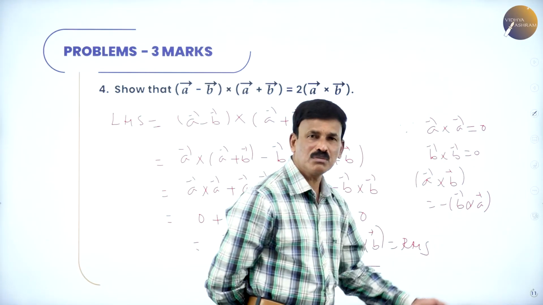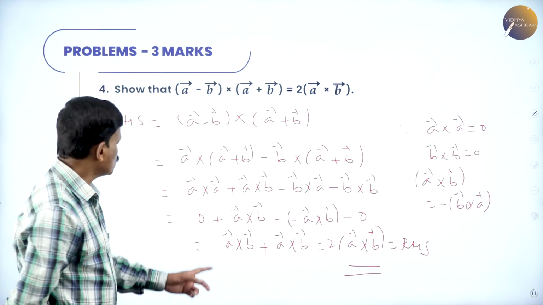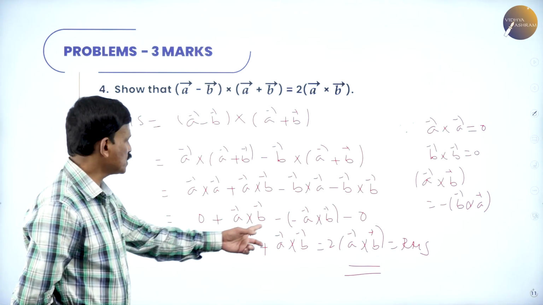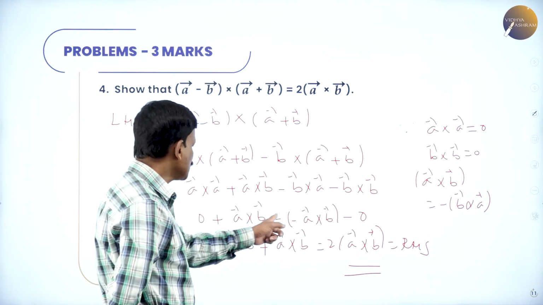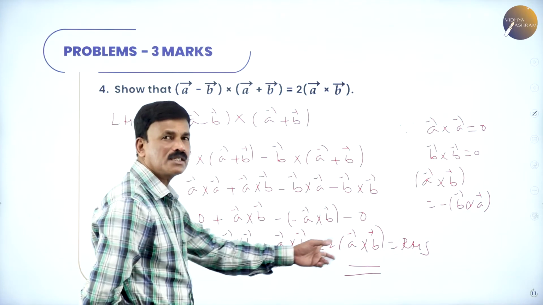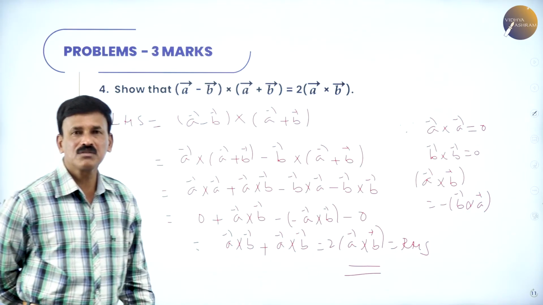Similarly, A cross B is equal to minus B cross A, because the cross product is not commutative. So, you can write this as 0, A cross B as it is. B cross A can also be written as minus of A cross B, and 0, minus into minus, plus A cross B. Plus A cross B is equal to 2 times A cross B. That is the required answer.